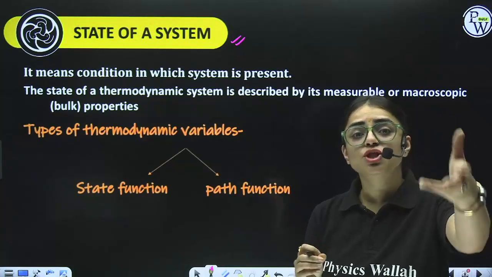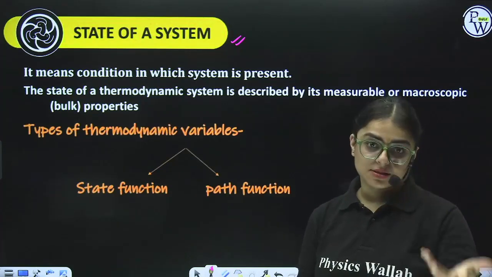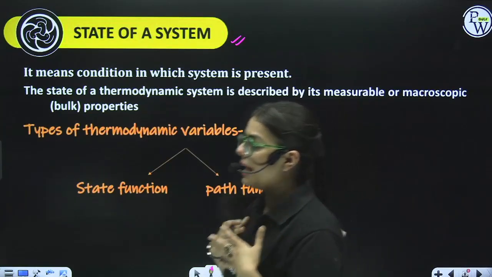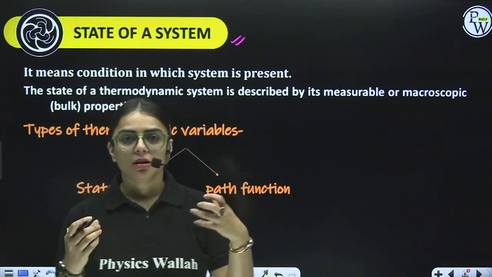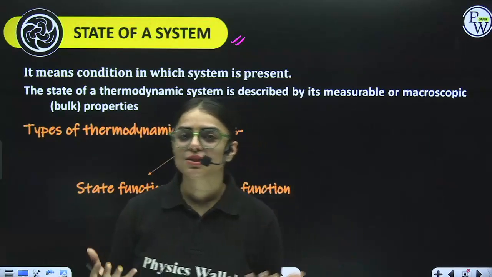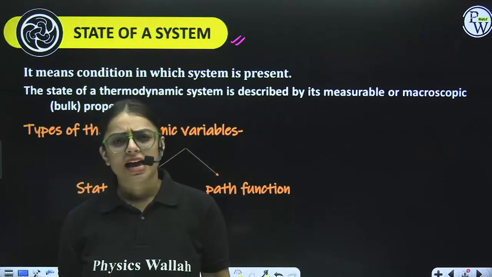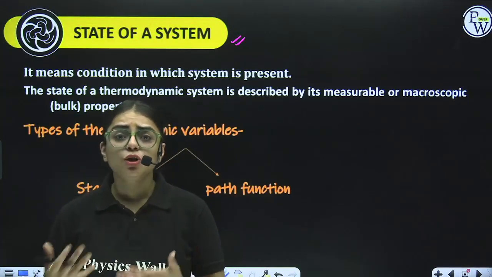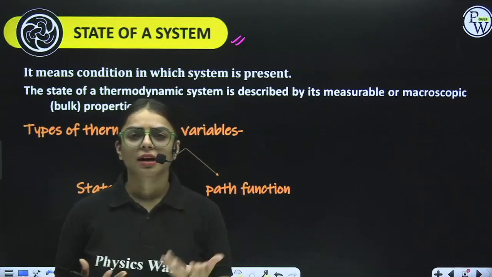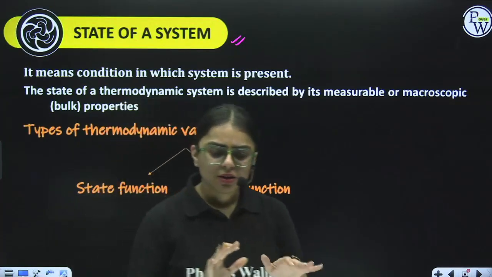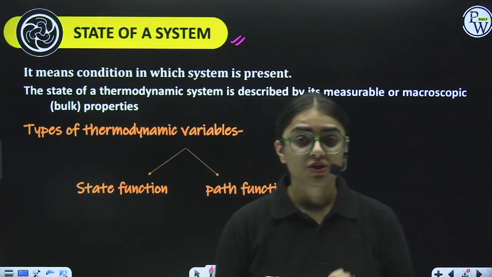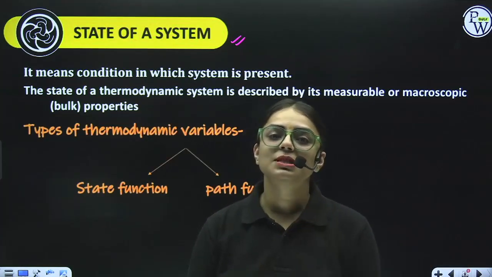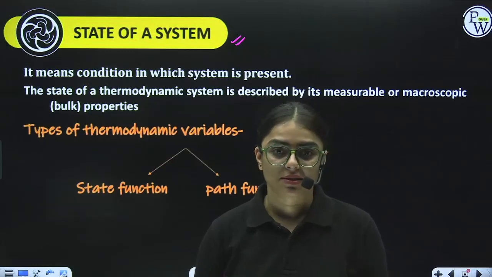Similarly, the condition in which you are present is your state, right? So let us consider, if I am healthy, if I am happy in my life, my state is well and good. But if I am sad, I'm not well, I'm having a health problem, then my state is not well. So that is the state of a person. But the state of a system is the condition in which the system is present, right?